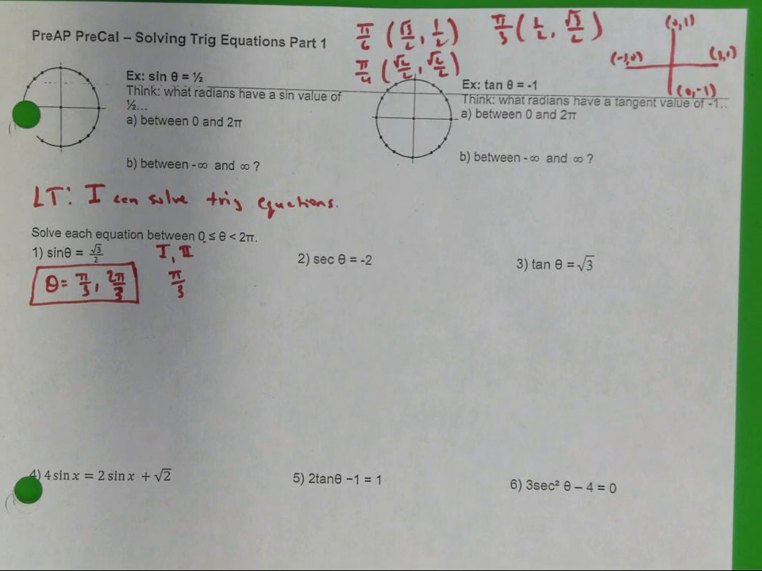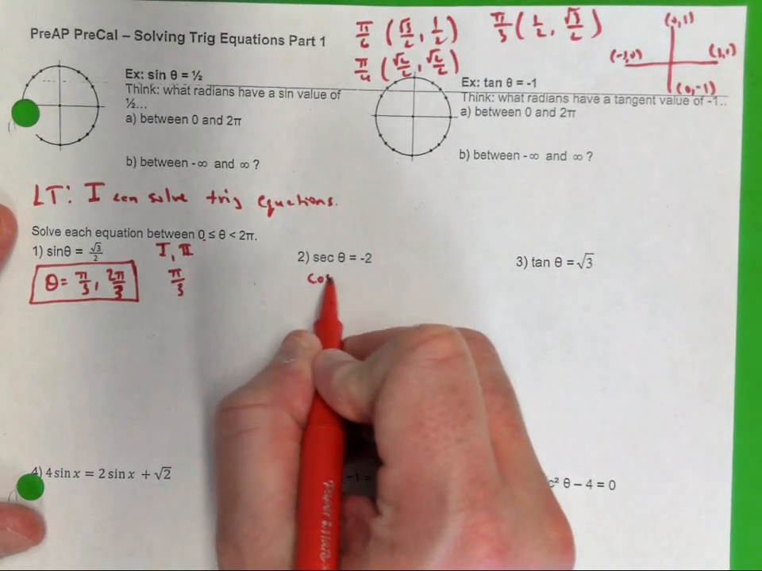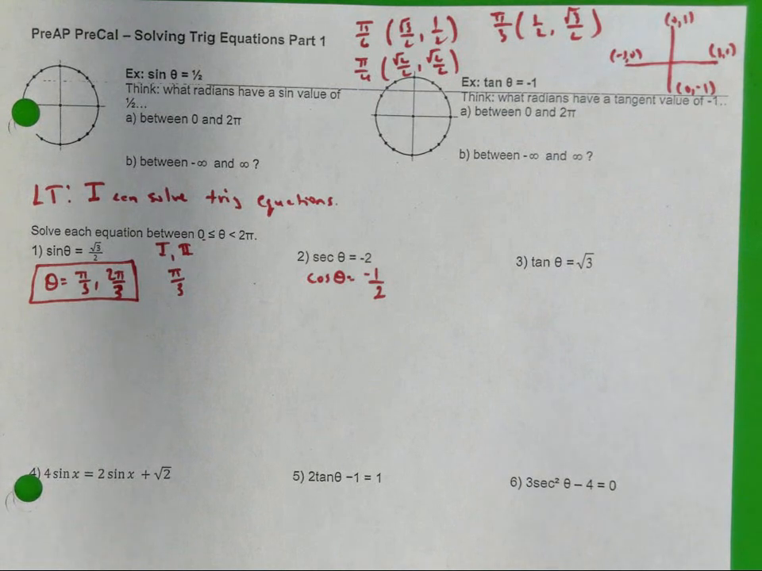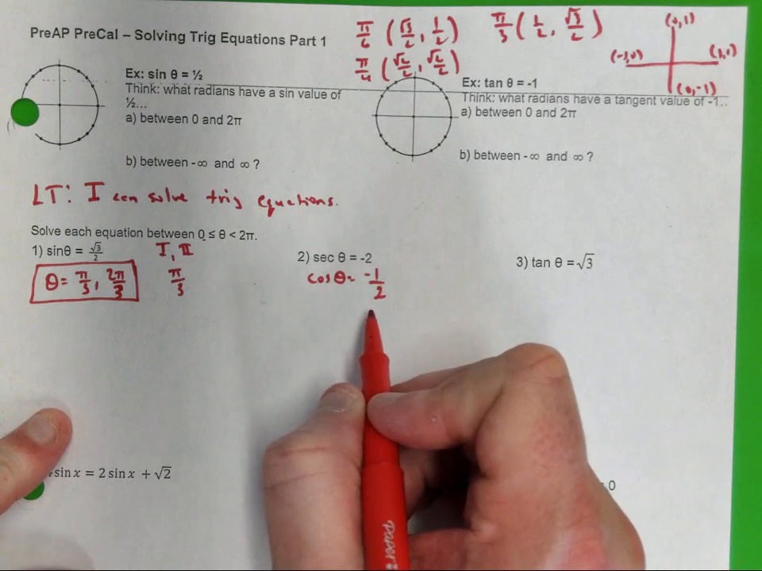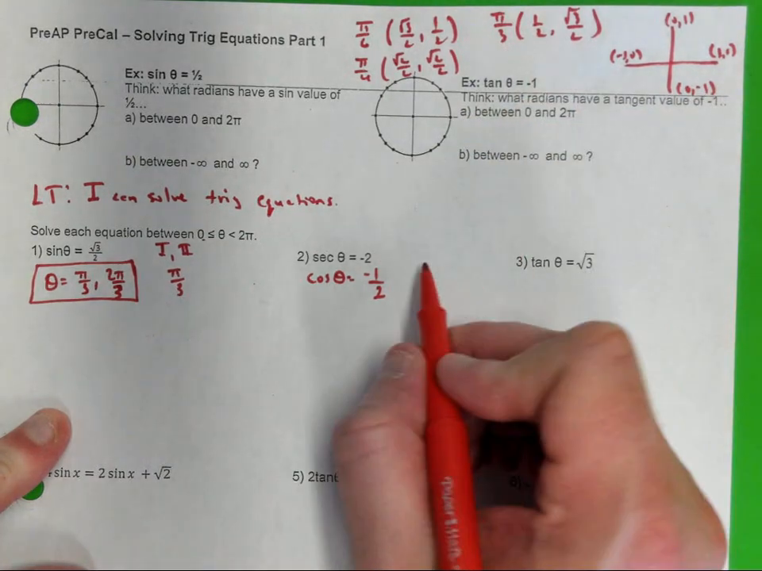Let's look at number 2, secant. We're used to working with sine, cosine, and tangent. So let's change this to cosine. Well, I can do that if I remember I need to flip this because secant and cosine are reciprocals of each other. So I just flipped it. Flip 2 is 1 over 2. Alright, so I got to think. Cosine is your x value. Which family has an x value negative 1/2? Pi over 3. Okay, so I'm going to put pi over 3.